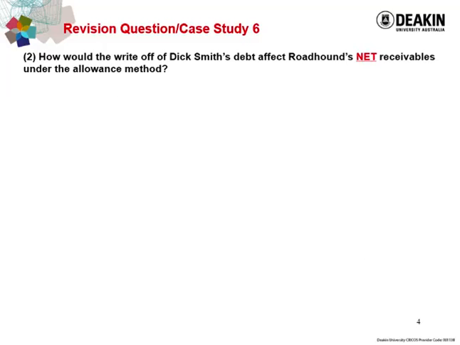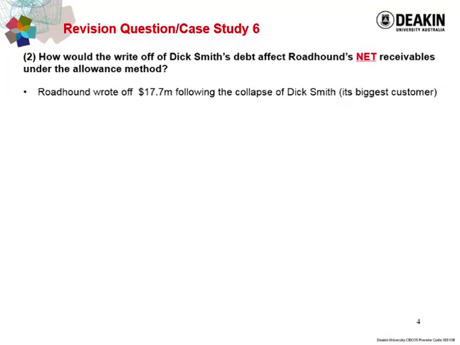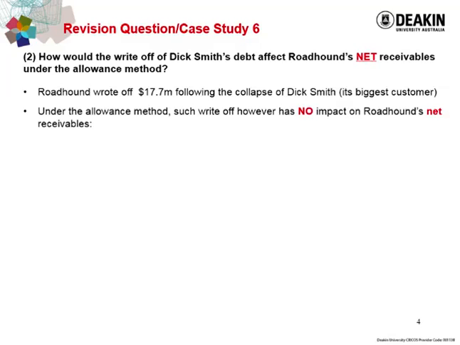In the second part of the question, you are required to analyze how would the write-off of Dick Smith's debt affect Roadhound's net receivables under the allowance method. And note that this question is not asking about accounts receivable per se, but it is asking about net accounts receivable. So we know that Roadhound wrote off $17.7 million of bad debt. However, this has no impact on net receivables under the allowance method.